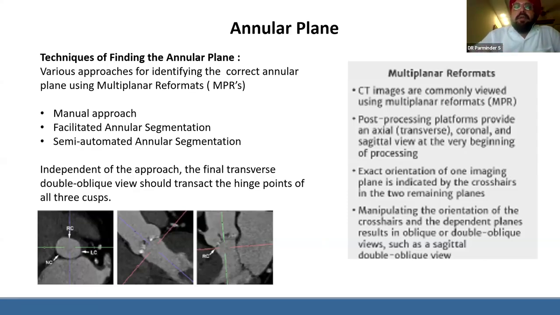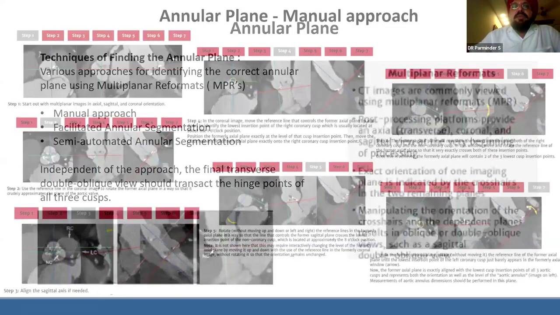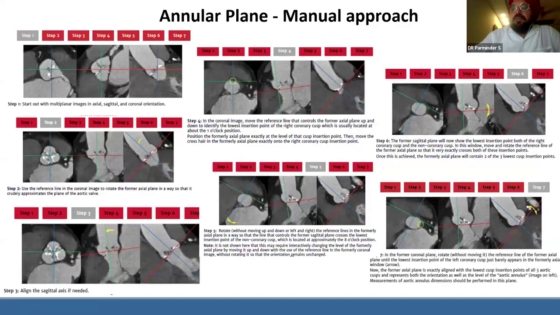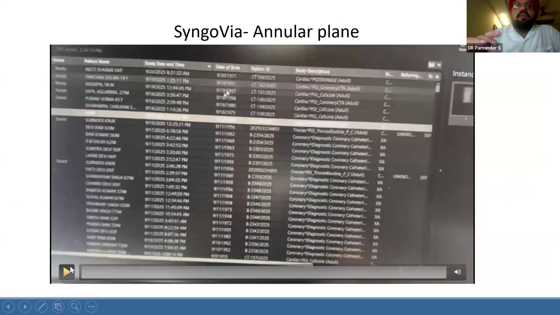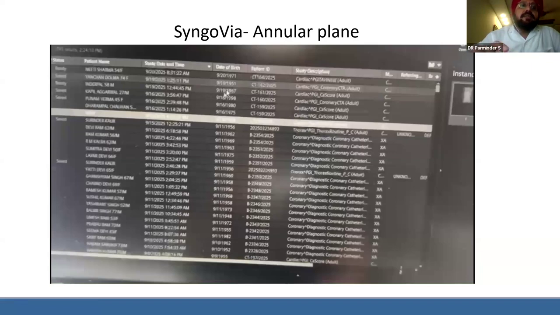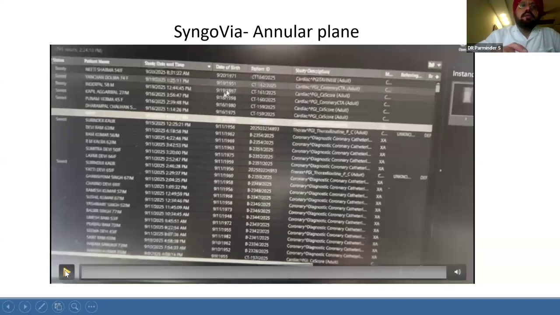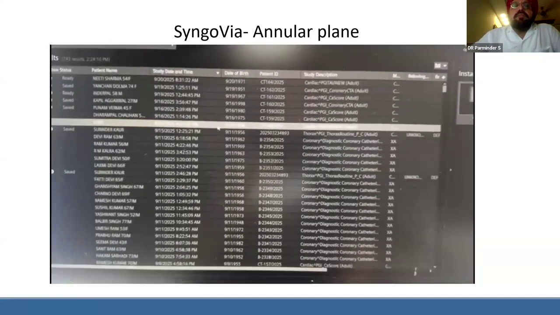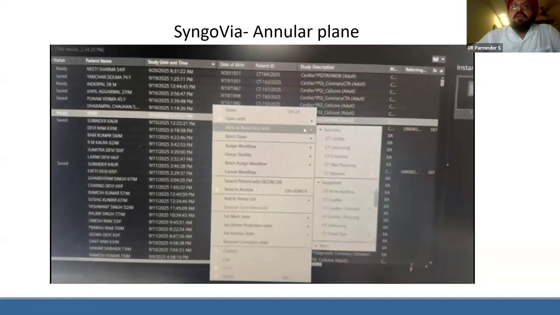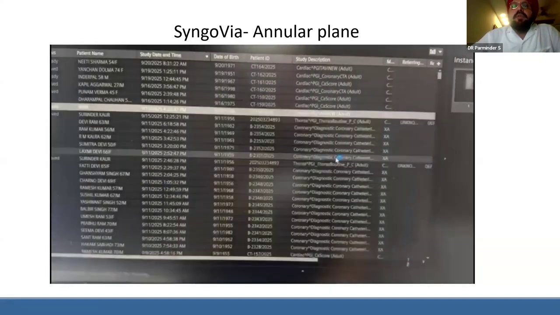We move on to this, which is a little bit complex, but before coming to that, let's see how I do it. Sorry for the tilted video because I recorded it myself from our CT. This is our Siemens CT machine in our department. So this is the patient list. We select it, right click it, CT TAVI planning.